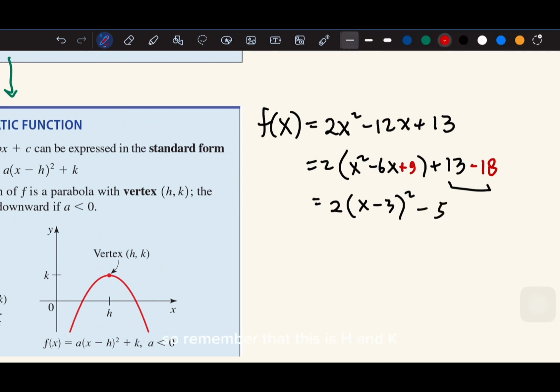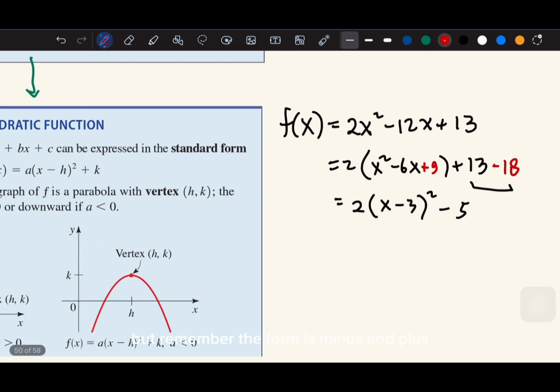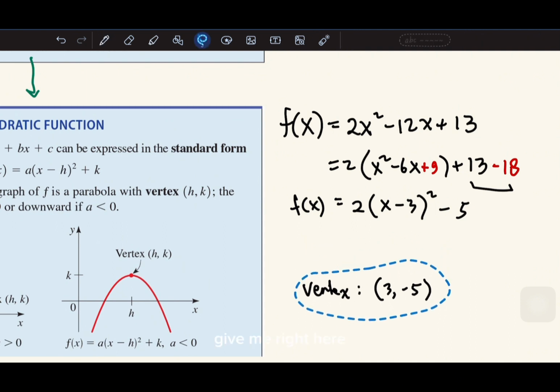So remember that this is h and k, but remember the form is minus and plus. So the point here is 3 and negative 5. So the vertex is 3, negative 5. This is f of x. Let me write here.